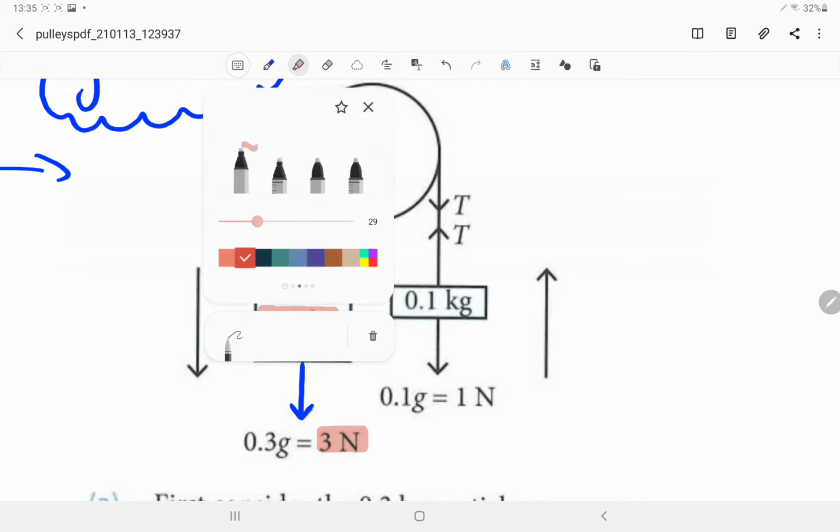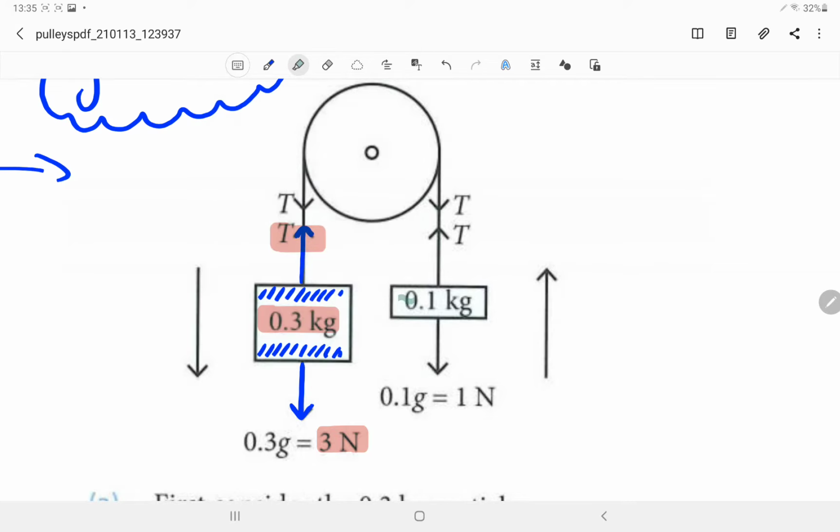For the 0.1 kilogram body, we have 2 forces acting on it. We have 1 newton pulling it down, and we have the tension acting in the opposite direction. So these are the forces we're going to use to get the resultant force, which we will then use for F equals ma.